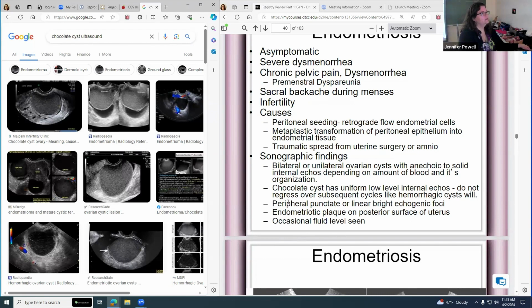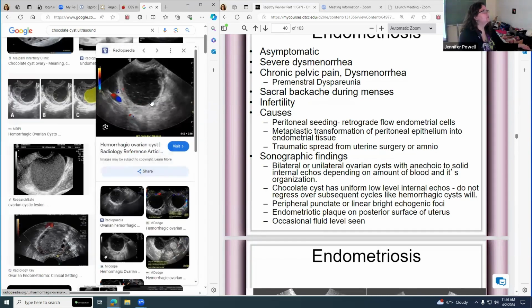And they do not regress over subsequent cycles like a hemorrhagic cyst will. So everybody knows this is a hemorrhagic cyst. You can tell because it's got this thin little, looks like spider webs, this little webbing. And these will eventually reabsorb. The body will break down this blood, it'll reabsorb, and they will resolve within a few cycles.